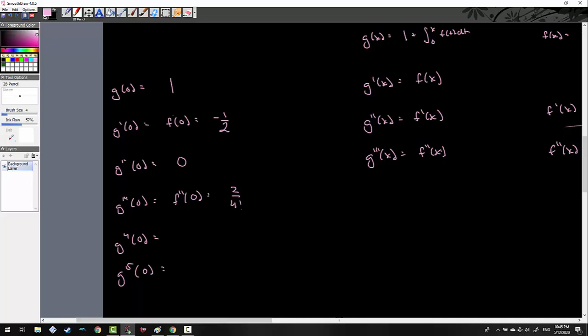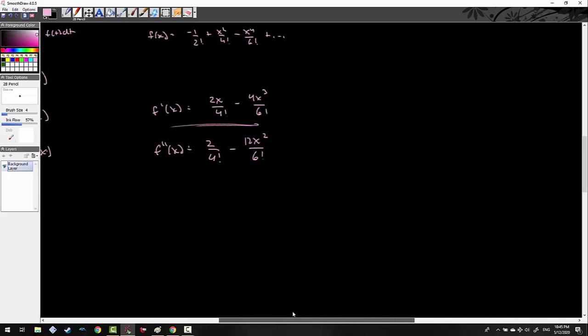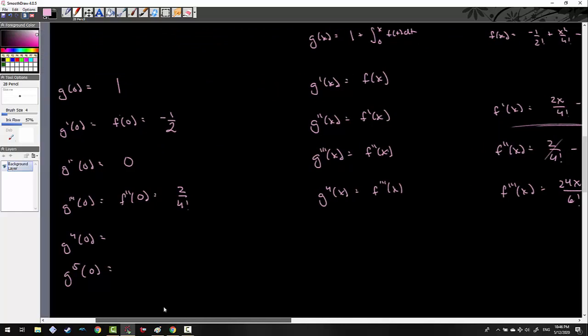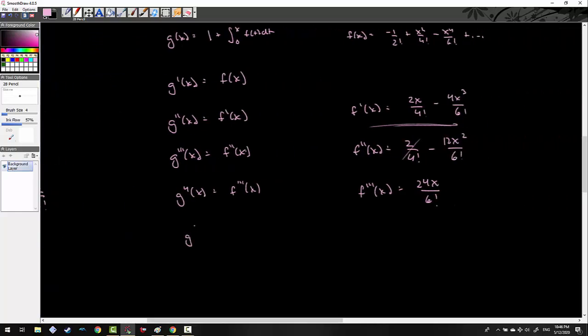So you see how I'm just kind of going down the chain. There's not a whole lot of math going on here. There's a little bit of motion sickness, but I apologize. So g4 of x is going to be f triple prime of x. Well, again, the constant's going to go away for f triple prime, and I end up with 24x over 6 factorial. Perfect. g4 of 0 is 0. And I think you guys can kind of see the pattern here. I don't know of a faster way to do it, but if there is, please let me know in the comments. I'm all about improving speed.